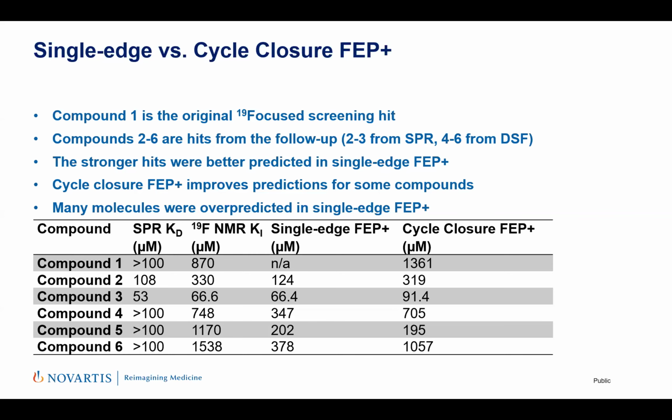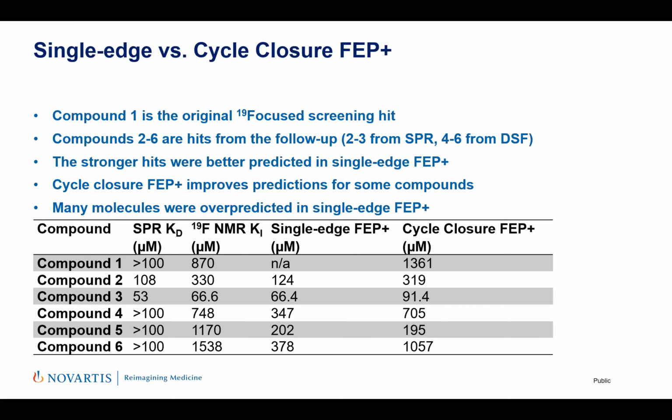And compound 3, which is a clearly double-digit micromolar compound with 53 in the SPR and 66 in the NMR Ki. So we did manage to go from a challenging hit at almost millimolar to double-digit micromolar, which is something you can maybe start a chemistry project on. Compounds 4, 2, 6 are there to show you a little bit the difference between how well the single-edge FEP translates to the affinities and cycloclosure FEP.